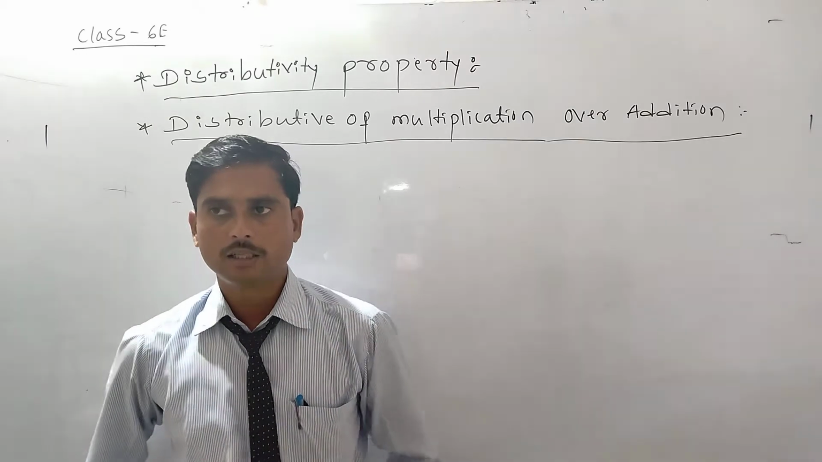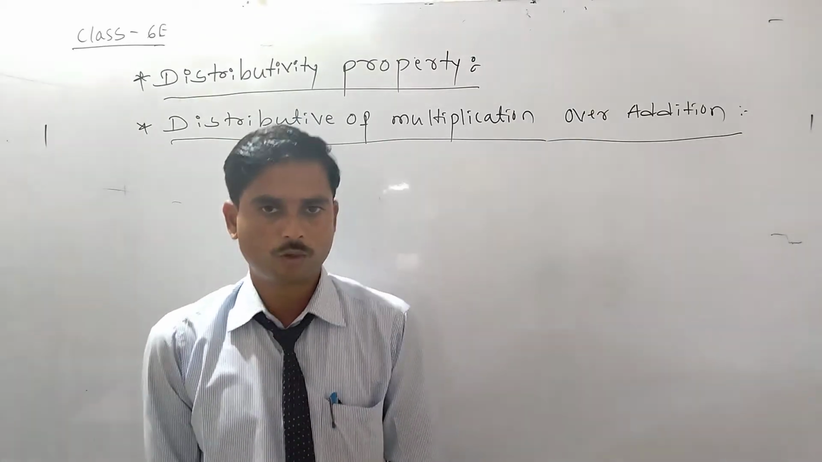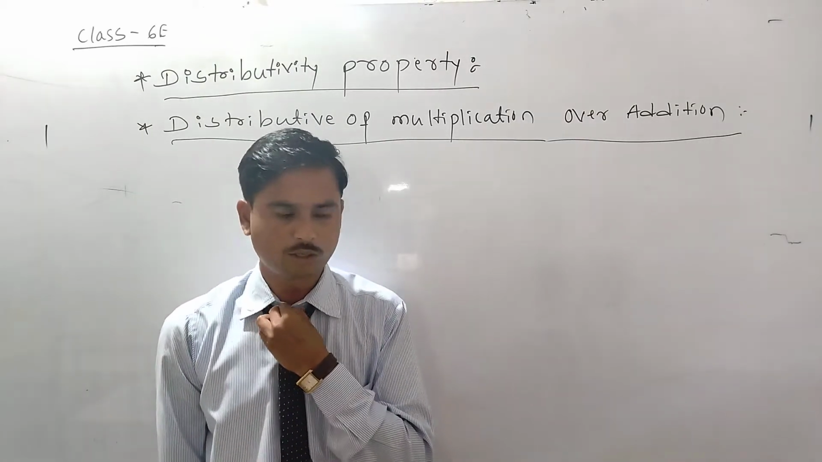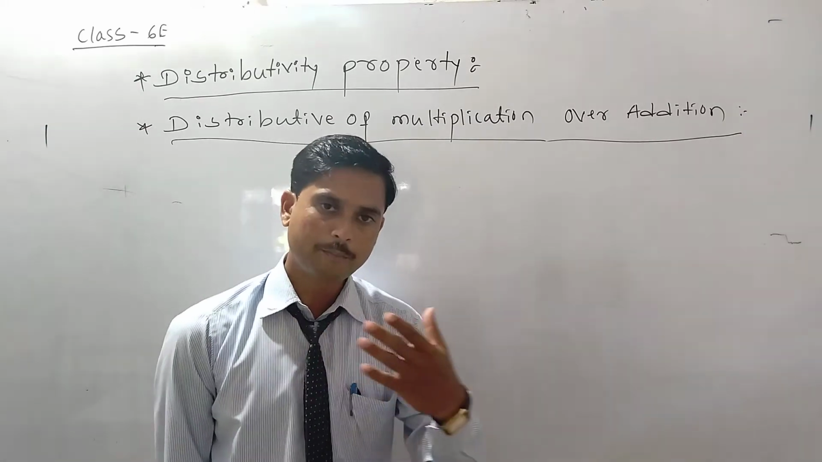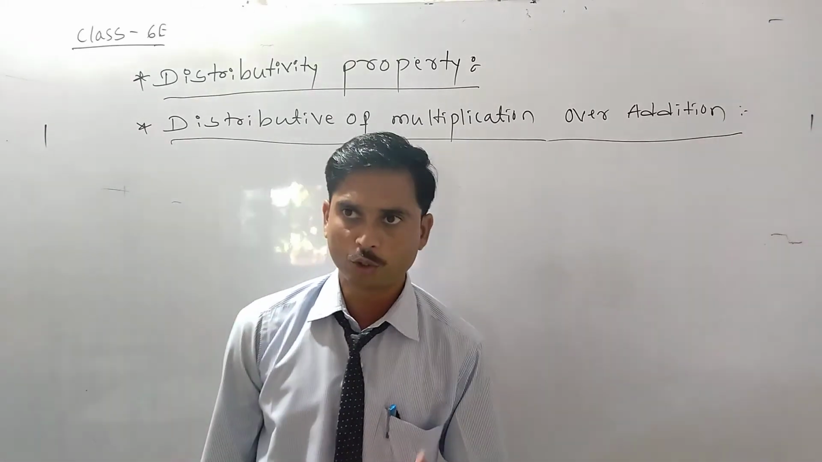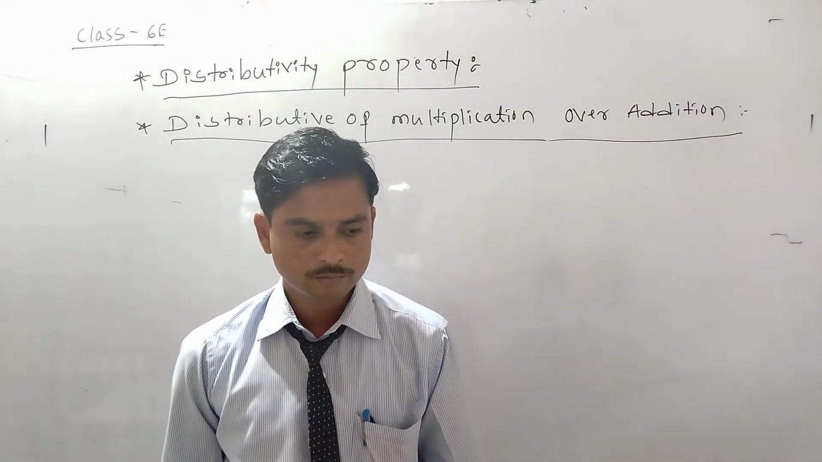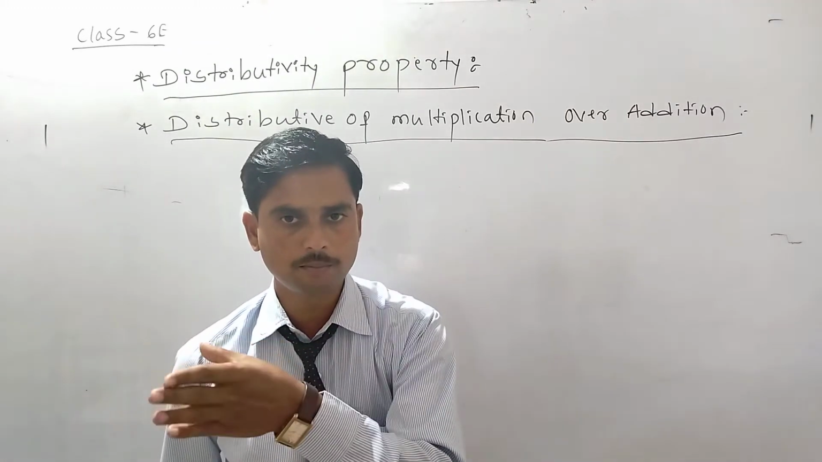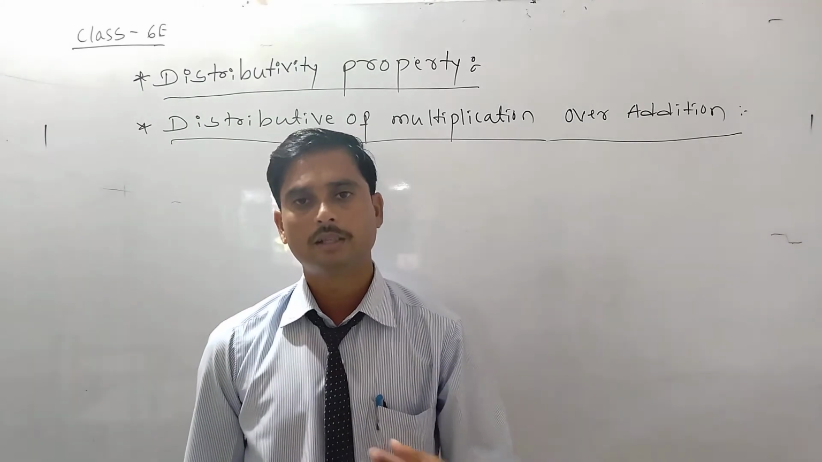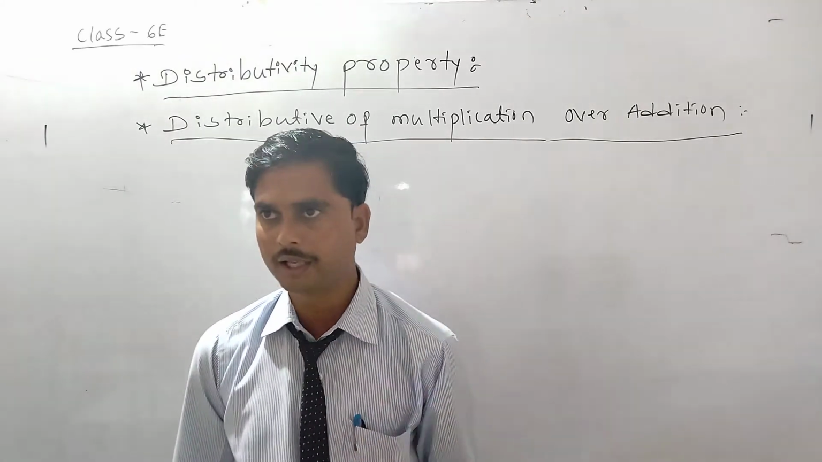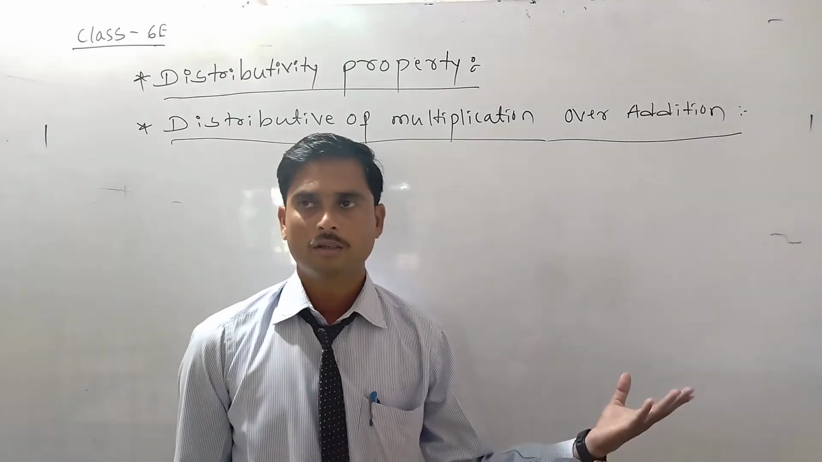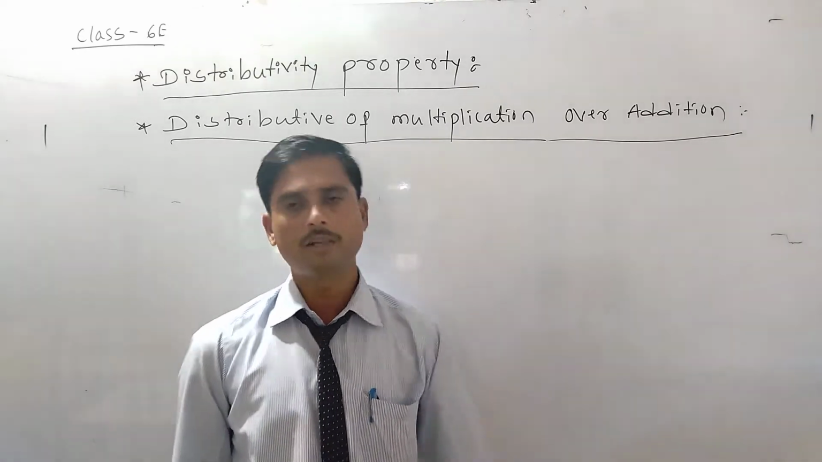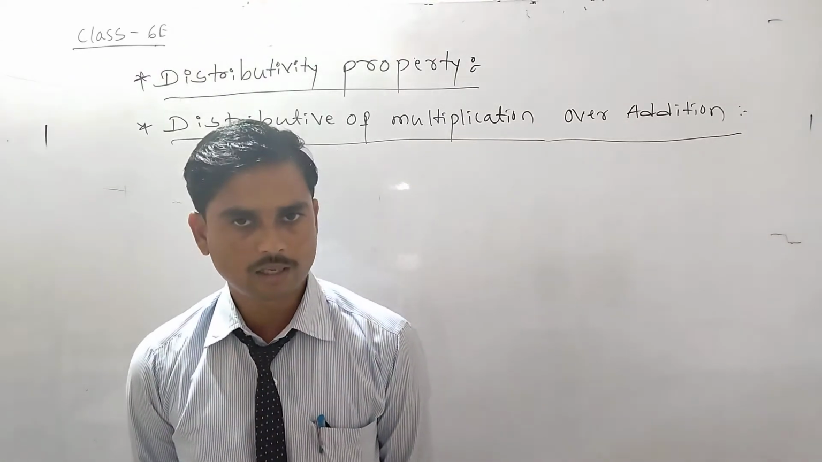Then another one is the associative property. Associative property means addition and multiplication are associative. You make a group, then find the product or sum, and that answer should be the same. That answer is equal. We already discussed so many examples in the previous class.